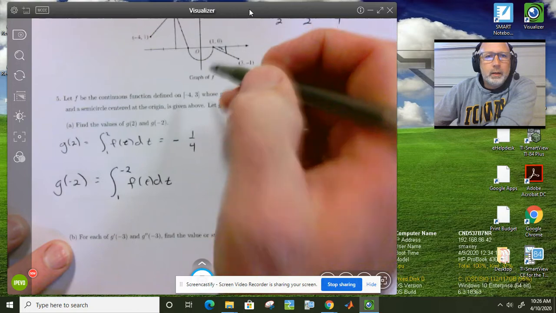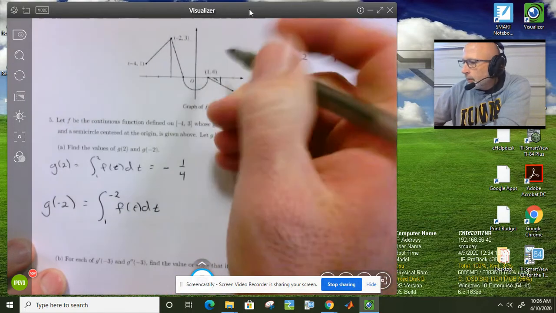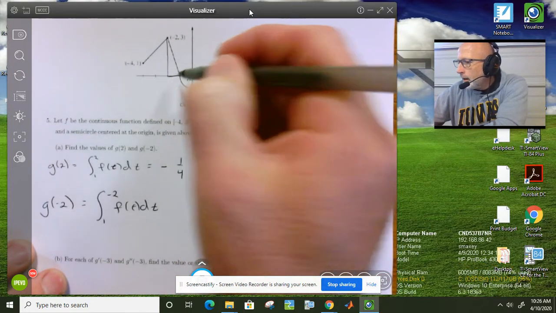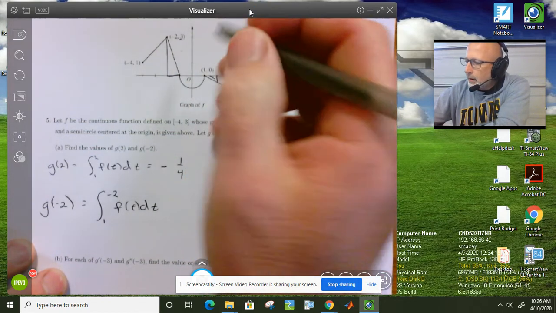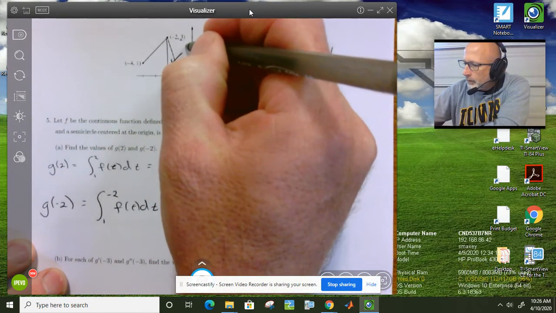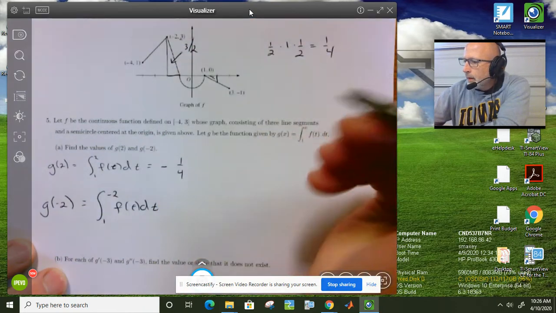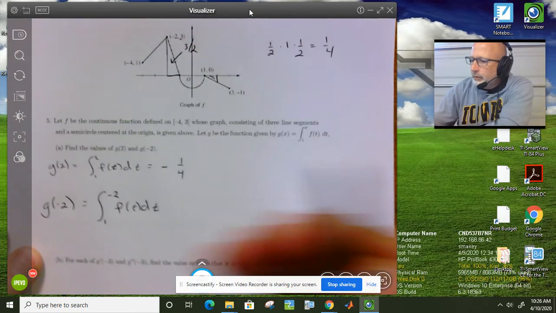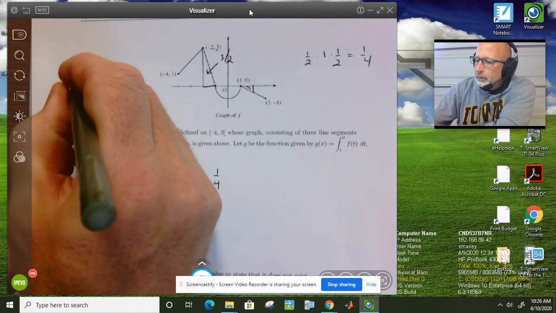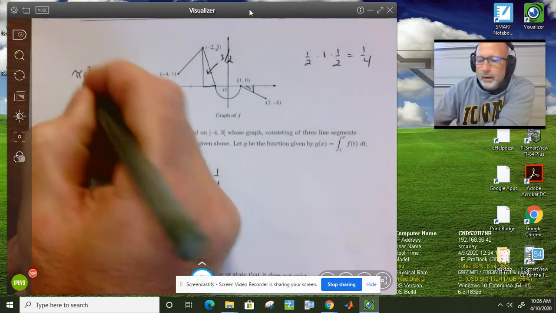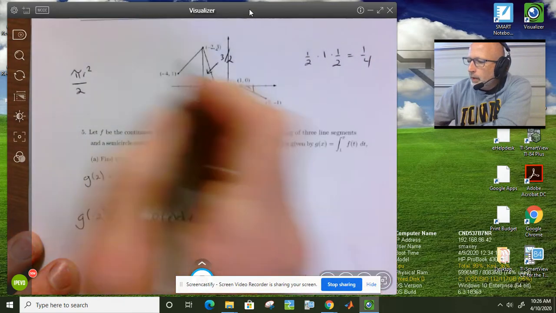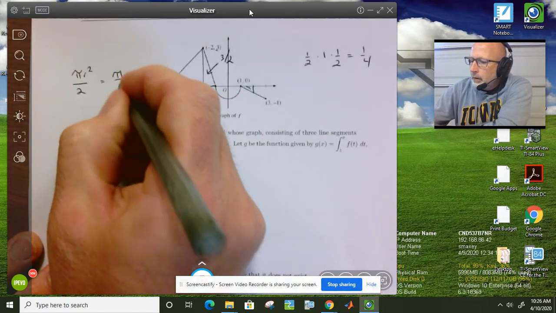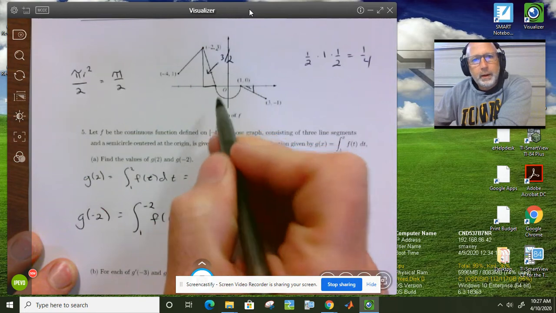Okay, so I have a triangle and I have a semicircle. This triangle has a base of 1 and a height of 3. It's given right here. So 1 times 3 is 3, divided by 2 gives you 3 halves. So this is 3 halves. And then this right here is a semicircle. The formula for the area of a semicircle is pi r squared over 2. The radius is 1 here, so this is pi over 2. So the area of this is pi over 2.